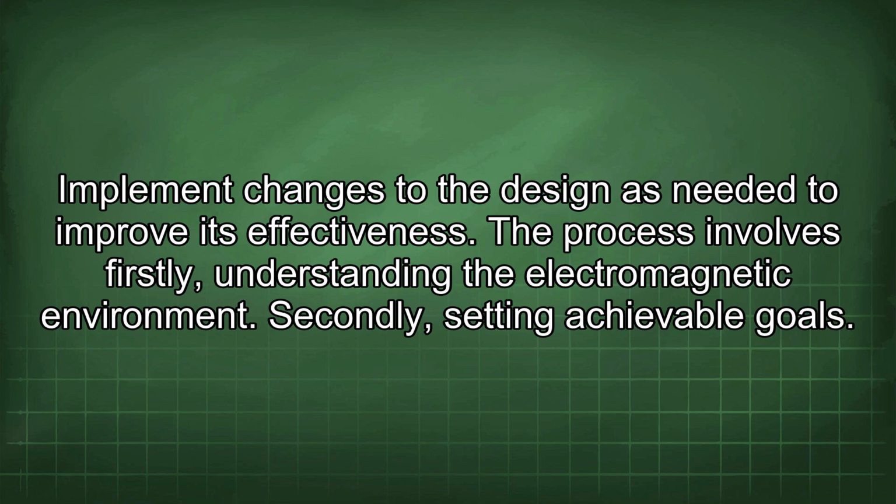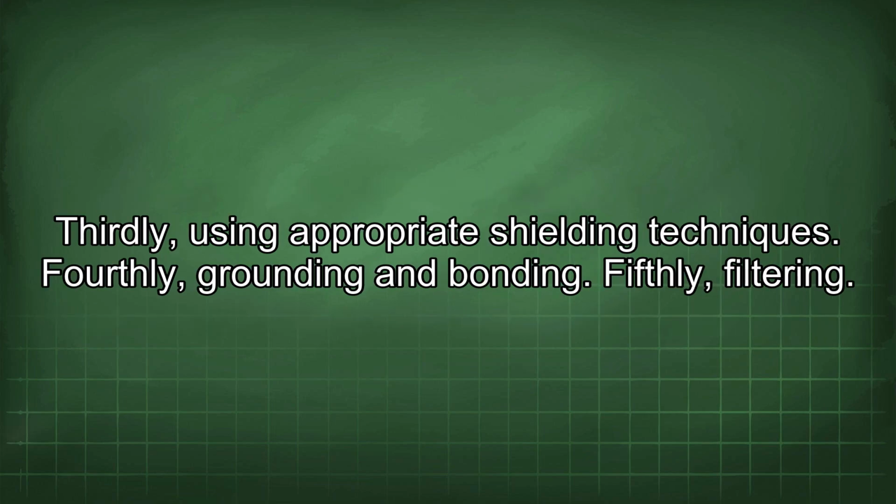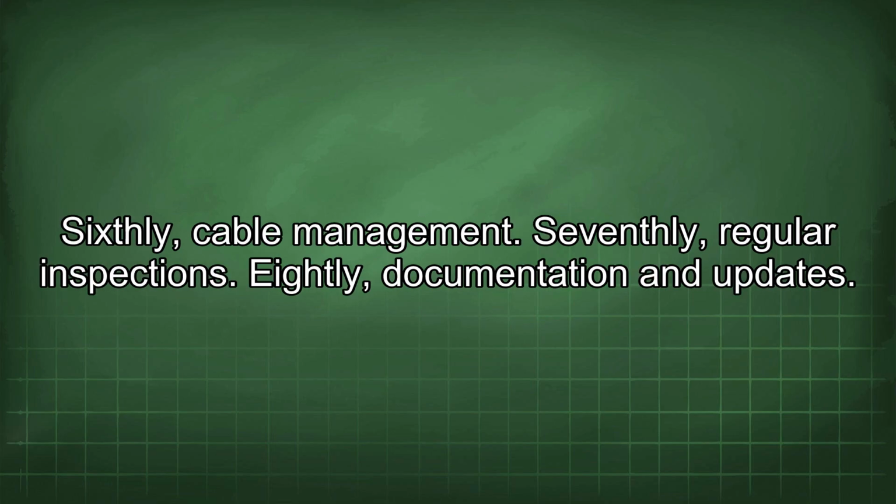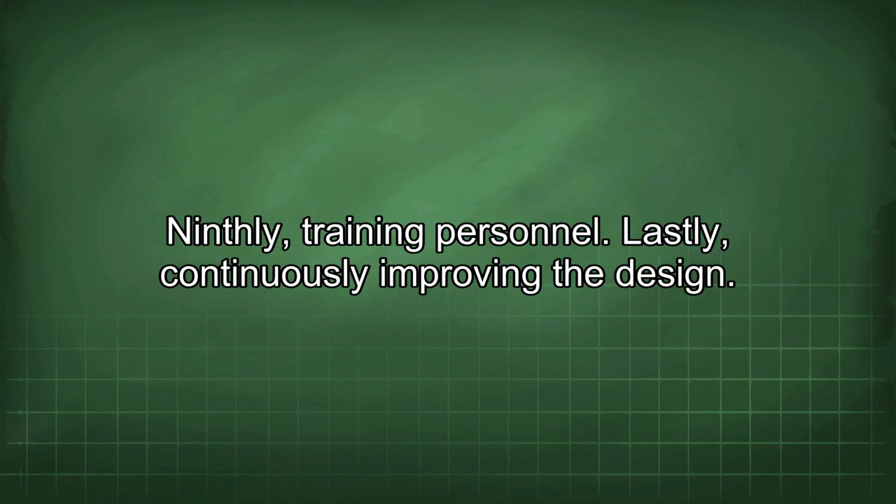The process involves firstly understanding the electromagnetic environment. Secondly, setting achievable goals. Thirdly, using appropriate shielding techniques. Fourthly, grounding and bonding. Fifthly, filtering. Sixthly, cable management. Seventhly, regular inspections. Eighthly, documentation and updates. Ninthly, training personnel. Lastly, continuously improving the design.